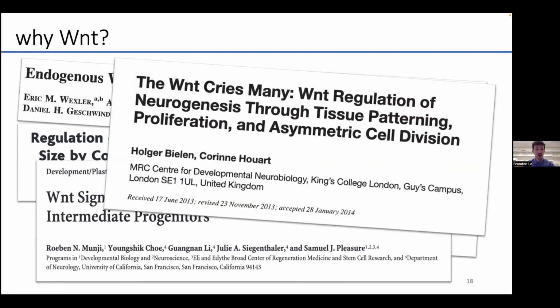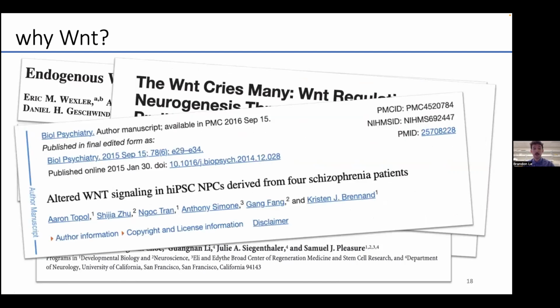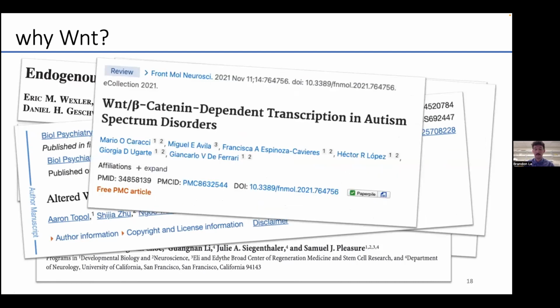And we also know that if you take cell lines that are derived from people that have neuropsychiatric disorders like schizophrenia, these types of cells show different Wnt signaling output. Same for autism. There's many Wnt components that have been identified as potentially important in autism.